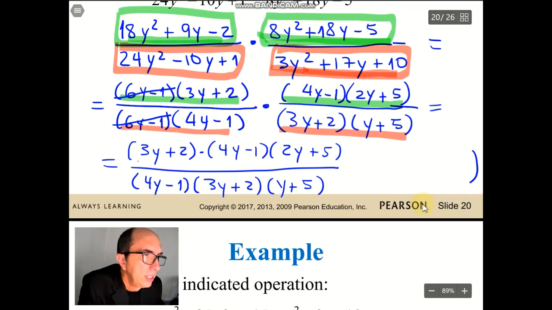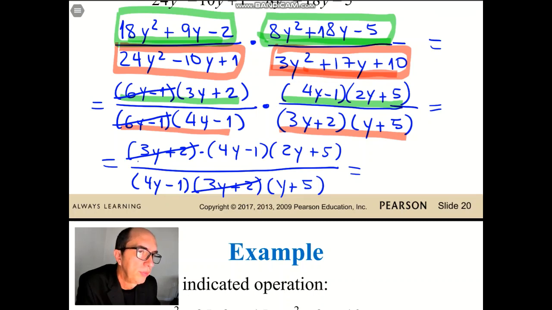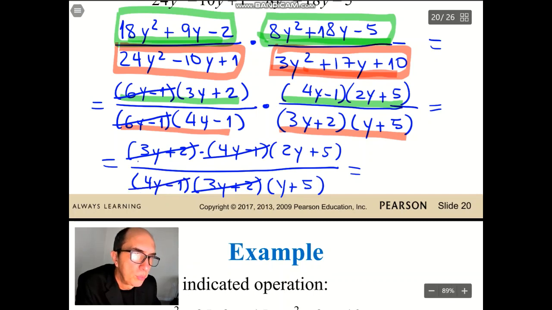Check out if you can simplify anything else, and actually we can. We have 3y plus 2 that you can divide by 3y plus 2, which equals 1. 4y minus 1 divided by another 4y minus 1 is 1. And the remaining rational expression is going to be 2y plus 5 over y plus 5.